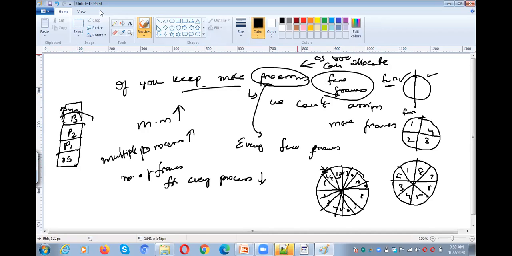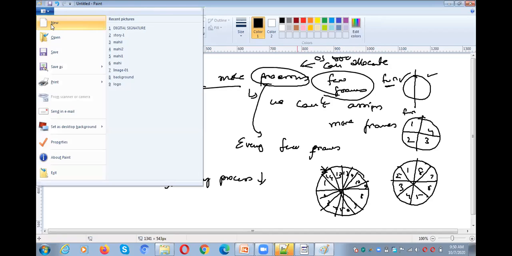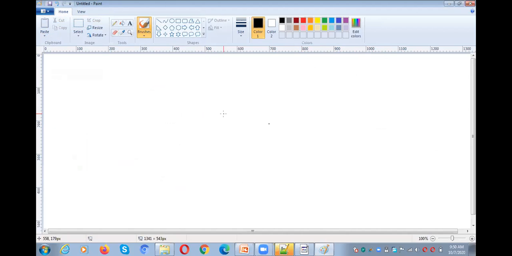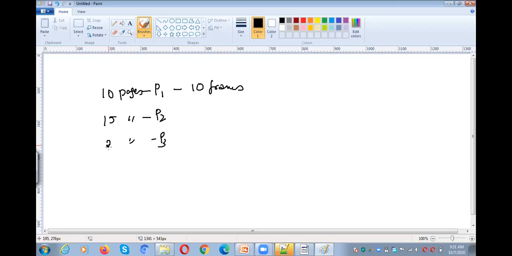Few frames. Okay, a frame is a part of the main memory, right? So as there are more processes in the main memory, you can allocate only a few frames to the individual process. So what happened? For example, P1 requires 10 frames. Why? Because P1 is divided into 10 pages. Okay, like that P2 is divided into 15 pages. P3 is divided into 20 pages.